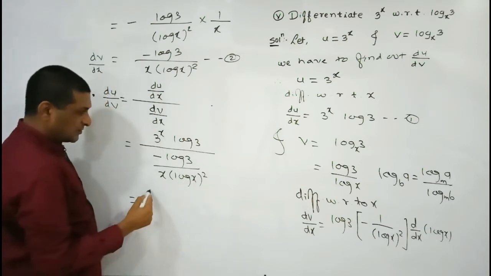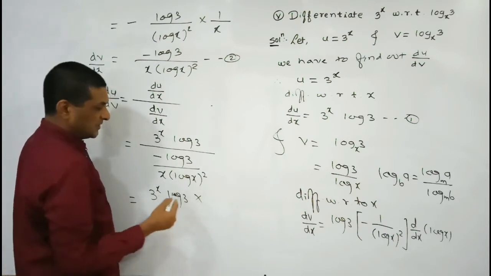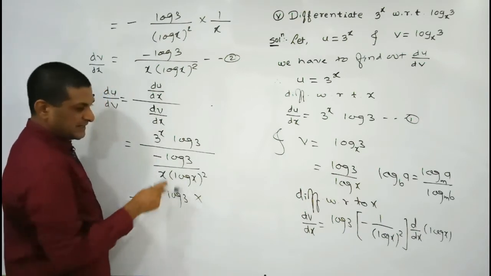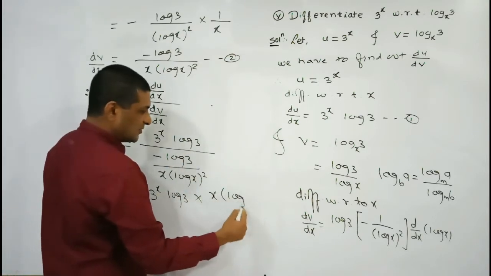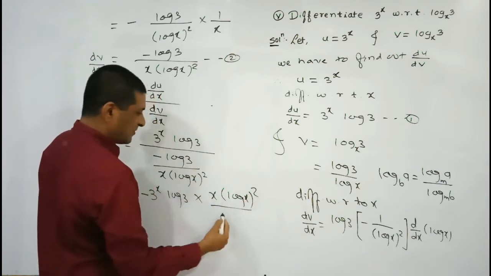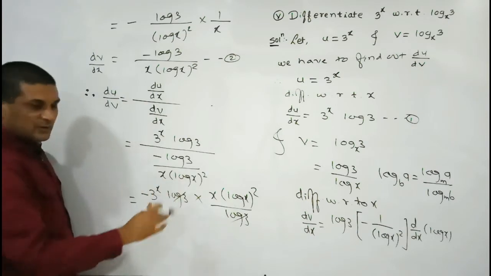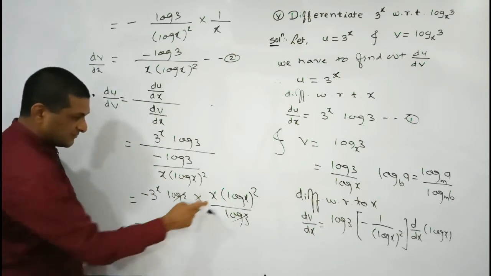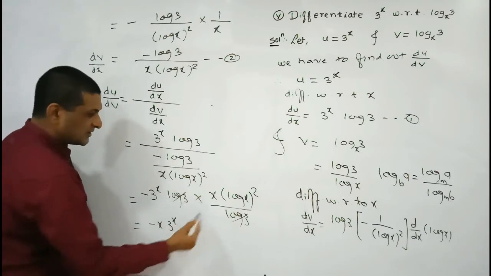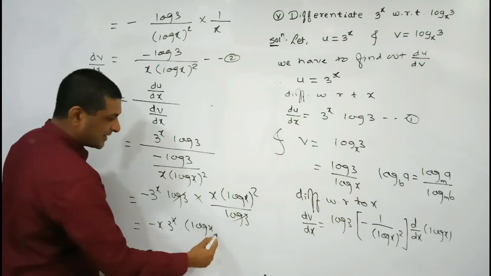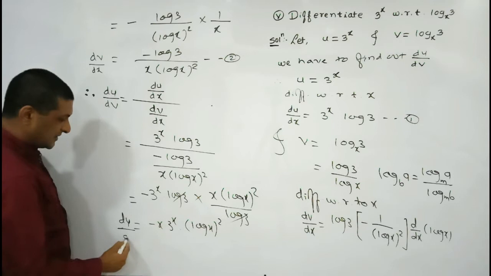So which is equal to 3 raised to power x into log 3, keep it as it is, into, so this minus I am shifting it in the numerator, the term is divided, multiplied, so it becomes reciprocal, x log x whole bracket square divided by what? Log 3. Here easily we can observe that log 3 will get cancelled. Write down the remaining term minus, first write down x, then write down 3 raised to power x into log x whole bracket square, which is nothing but our required value du upon dv.